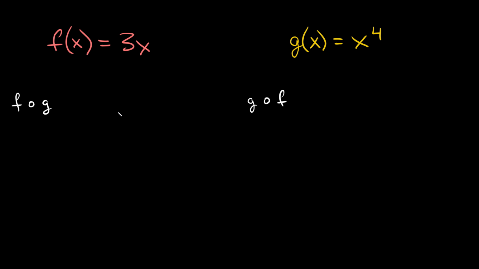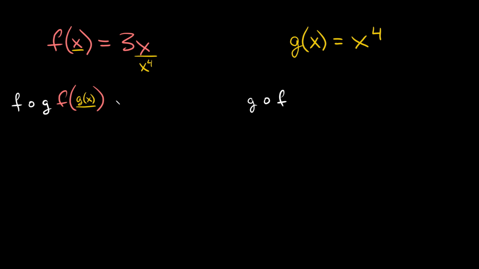All right, here's the next example we're going to do. Here f of x is equal to 3x, and g of x is equal to x to the 4th, right? Again, let's start by finding f of g of x. That just means we're going to plug in g of x wherever we see an x. The only x we see here is this x, so we're going to plug in g of x right here. And what is g of x? Well, g of x is x to the 4th, so we're going to plug in x to the 4th right here for this x.